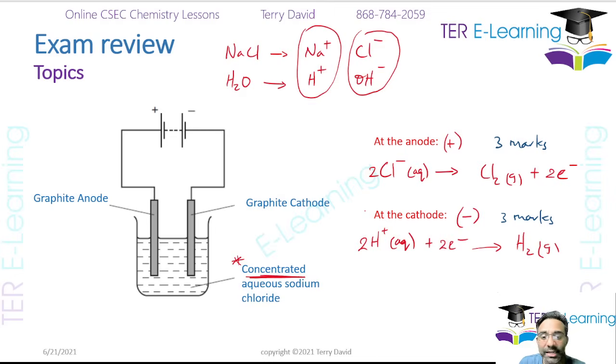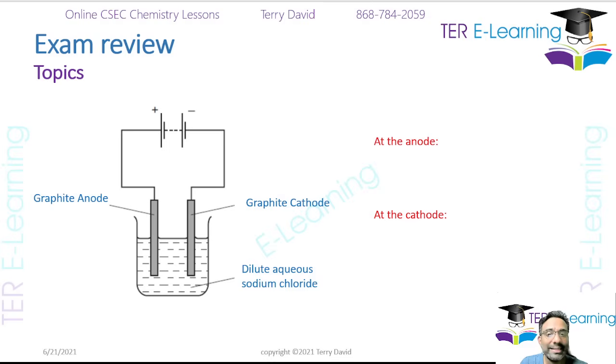Now let's make a slight adjustment. We're going to do electrolysis again on sodium chloride, but what we're going to do now, we're going to use dilute aqueous sodium chloride. That's the change that we're making, right? So again, we have sodium chloride, so it's NaCl. So my ions present here are going to be Na⁺ and Cl⁻. Again, we're going to have water present, and from the water you're going to get H⁺ ions and OH⁻ ions, right? That's what we're going to get.